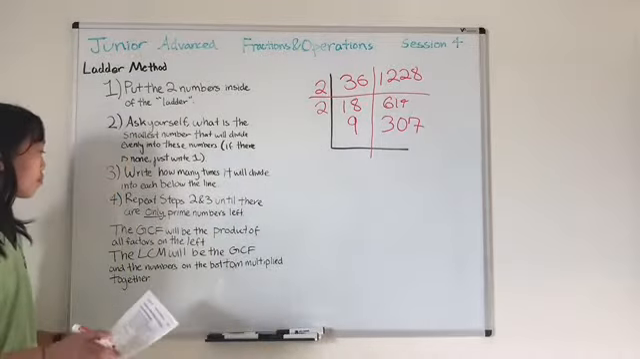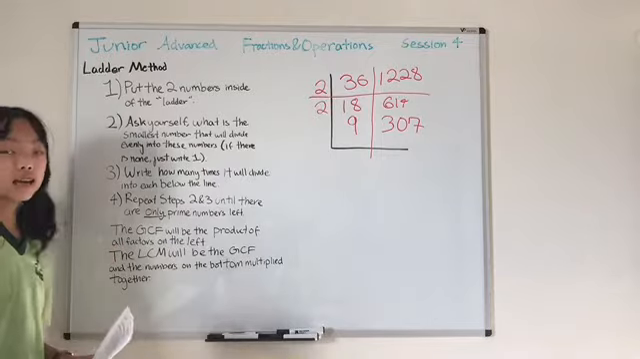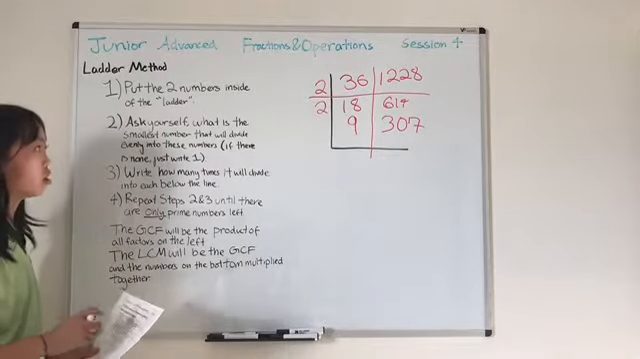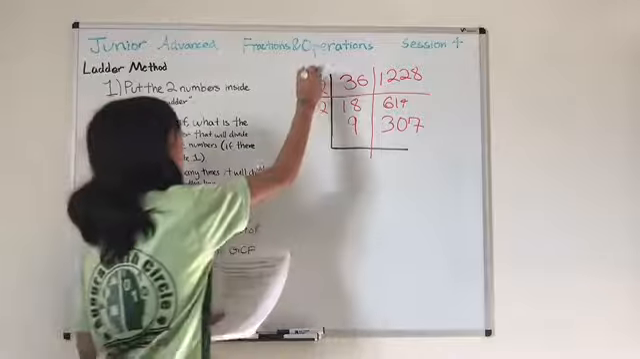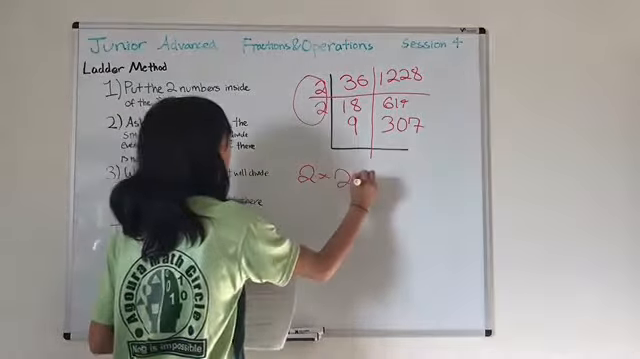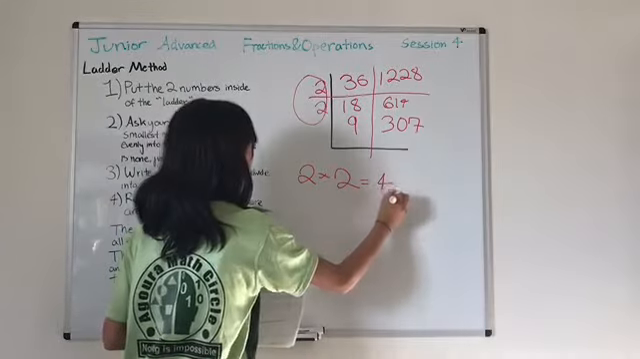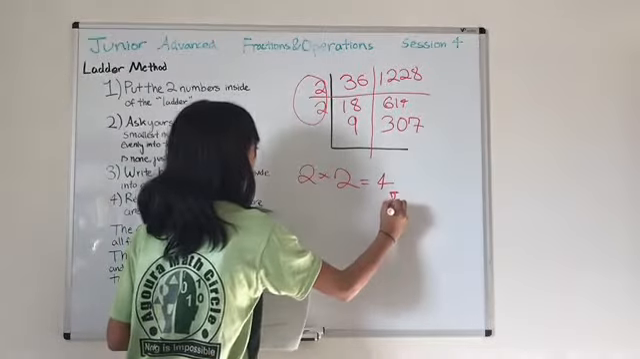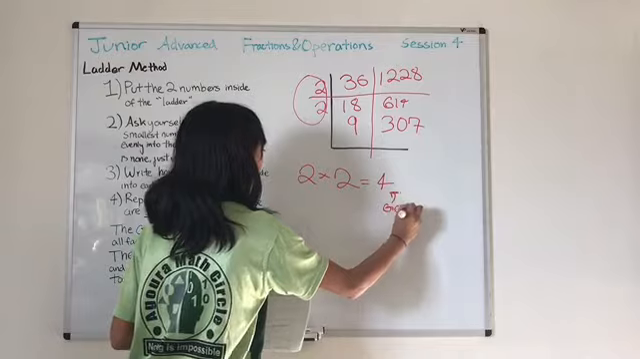So the GCF, once we end, will be the product of the factors on the left, so on this side. So 2 times 2 is equal to 4. So this would be our GCF.